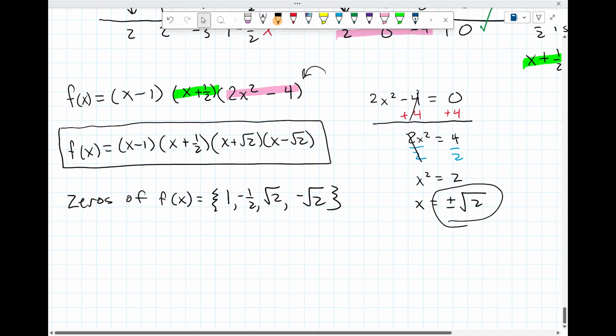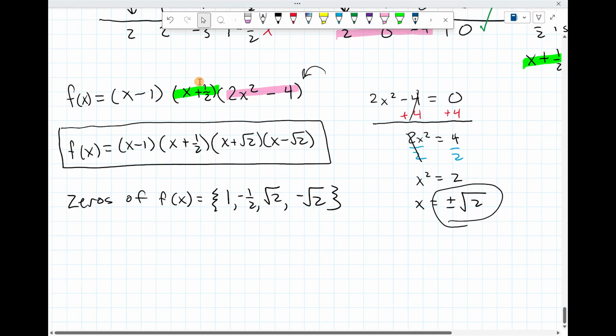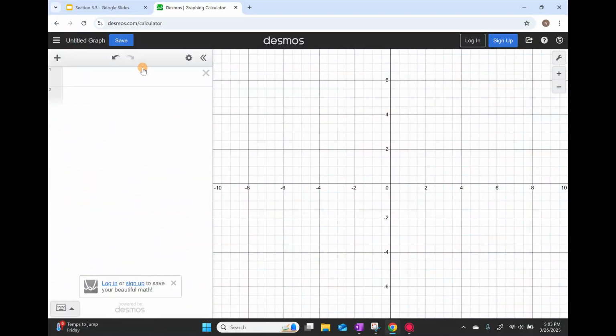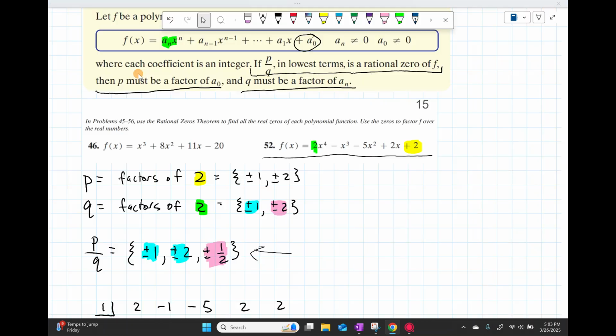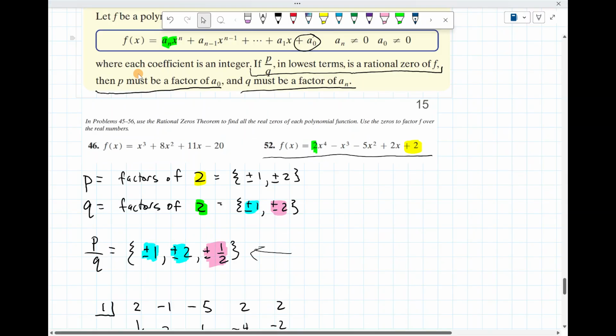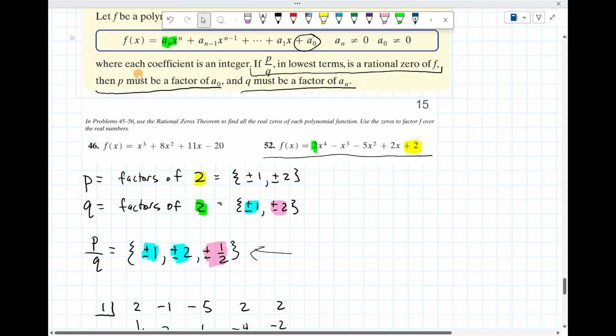Let's check our work before we go. Again, just get out your graphing calculator. And let's enter in the original equation, which was 2x to the 4th minus x to the 3rd minus 5x squared plus 2x, I think it was plus 2.